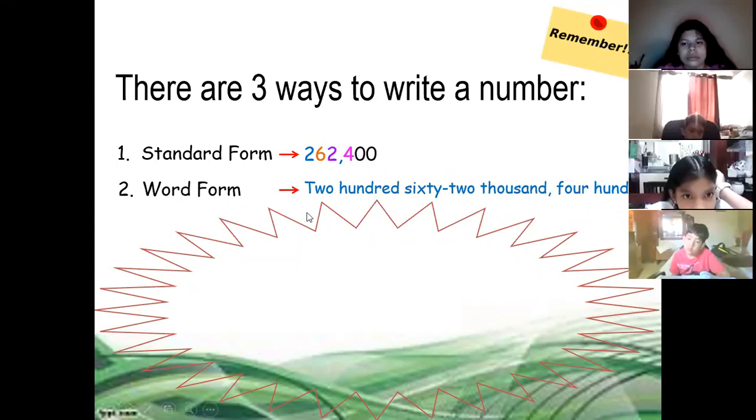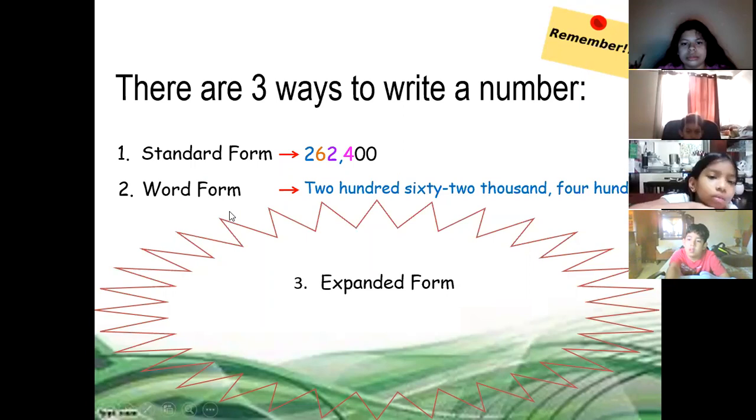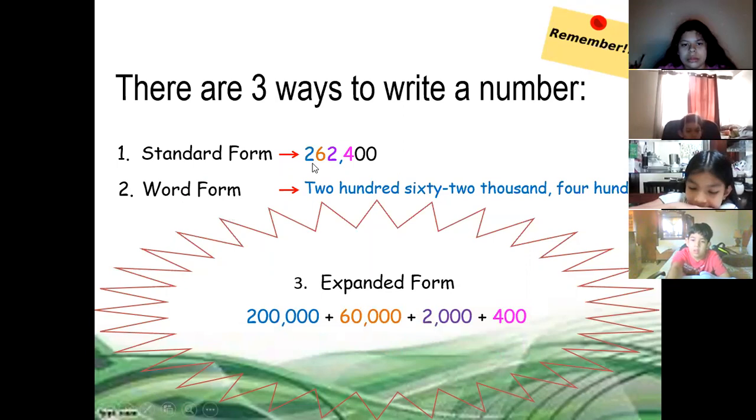And finally, the last way to write a number is our topic today, expanded form. Expanded form shows us the value of each digit. The number 2 is 100,000. The 6 is 10,000. The number 2 is 1,000, and the number 4 is 100. So we write the number according to its position. To do this is not difficult.